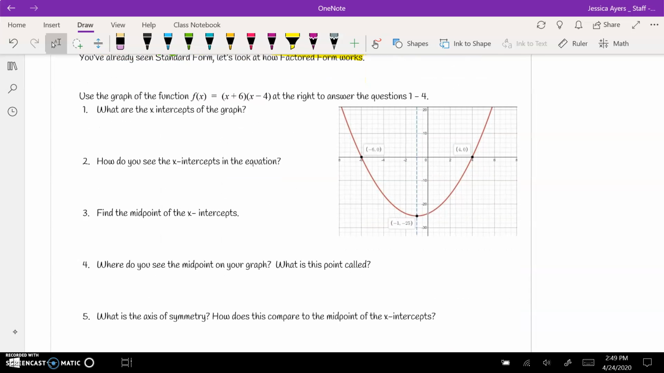Using this graph, the function is f(x) = (x + 6)(x − 4), and I've graphed it over here at the right. It asks, what are the x-intercepts of this graph? I know my x-intercepts are (−6, 0) and (4, 0). How do you see the x-intercepts in the equation? Well, I have a plus 6 here and a minus 6 here, and a minus 4 here and a 4 here. So my x-intercepts are really the numbers from the equation with opposite signs.